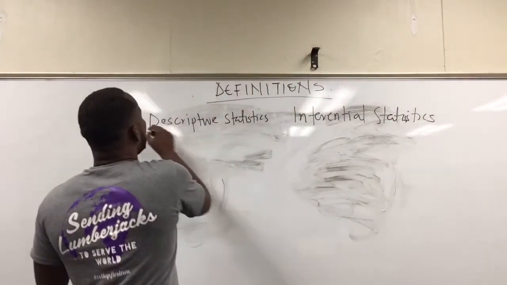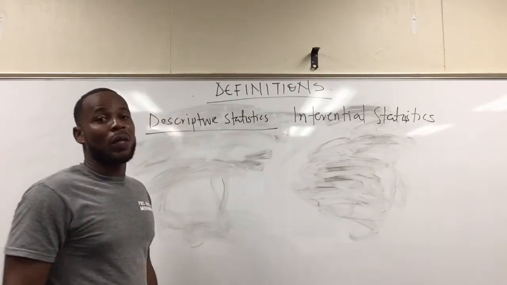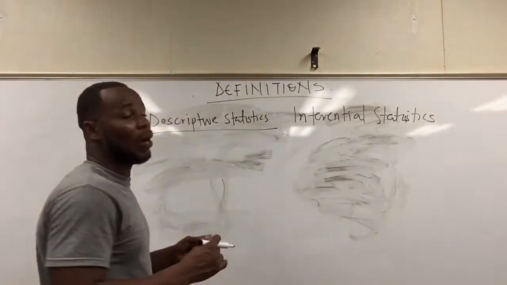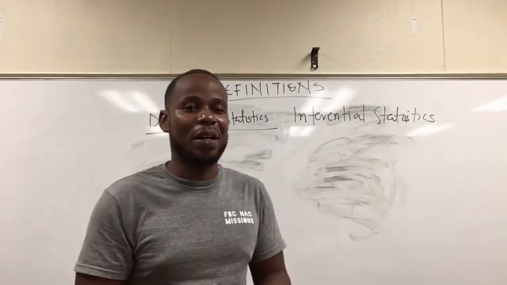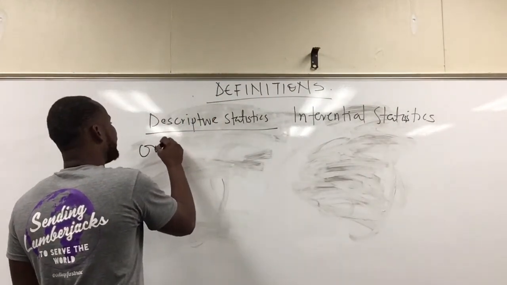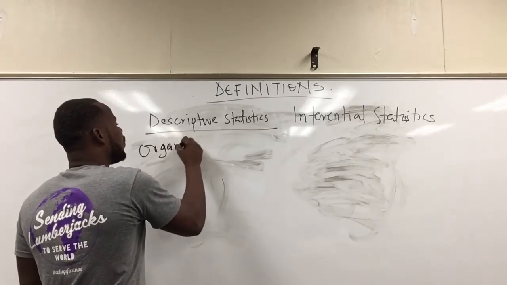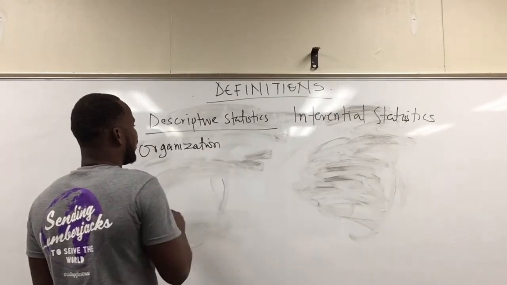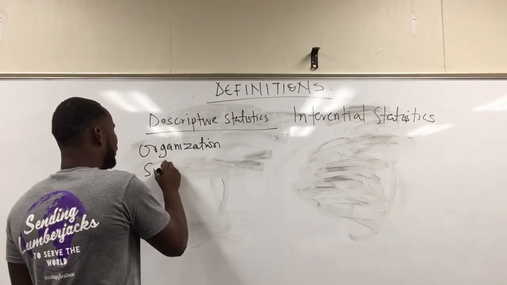Descriptive statistics: when you say something is descriptive, that means this is the part of statistics where we organize and summarize the data we have. It's a branch of statistics that deals with organization and summary.